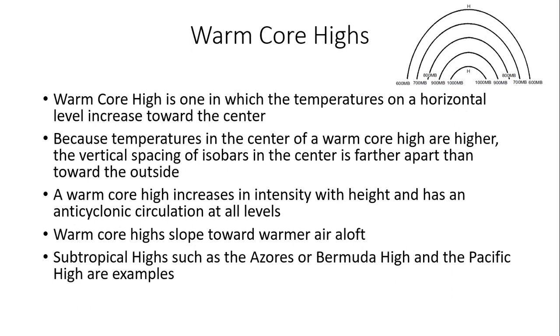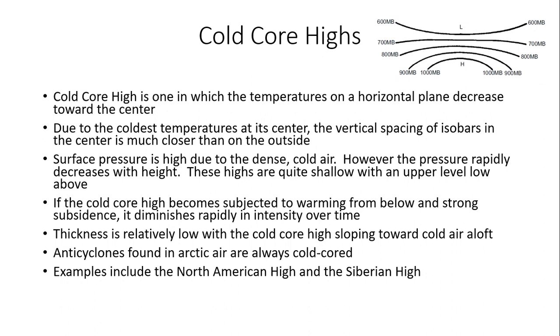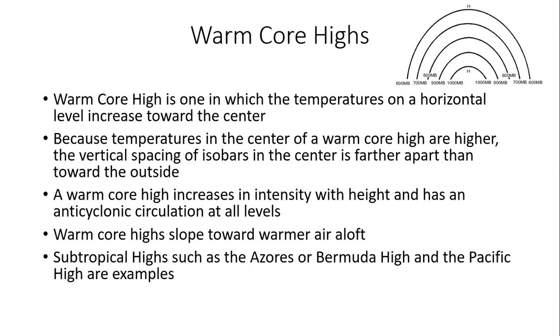And examples of warm core highs include subtropical highs such as the Azores, also known as the Bermuda High in the Atlantic, and the Pacific High in, obviously, the Pacific Ocean. So, big difference in the spacing. If you look at the graphics in the upper right, between a cold core high, much more shallow, much weaker with height, you usually have an upper level low over it. Coldest temperatures at the center, tightest packing. Warm core highs, opposite. Much more expansive. High pressure over surface high pressure.